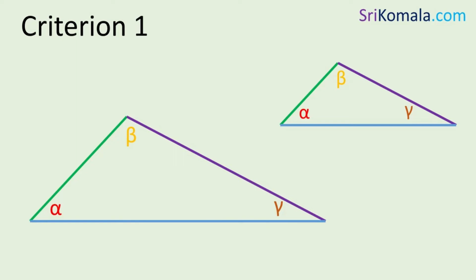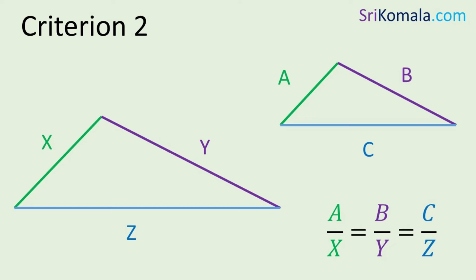If two angles in the first triangle are respectively equal to the corresponding two angles in the second triangle, then the two triangles are similar triangles. If this criterion is fulfilled, then you don't have to consider other criteria such as the ratio of corresponding sides. If you want to know the proof of the total angles in a triangle, click the link in the monitor.